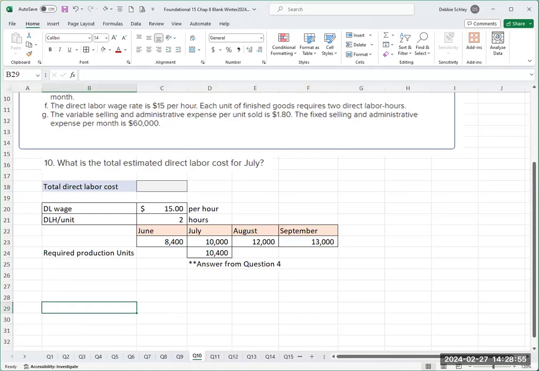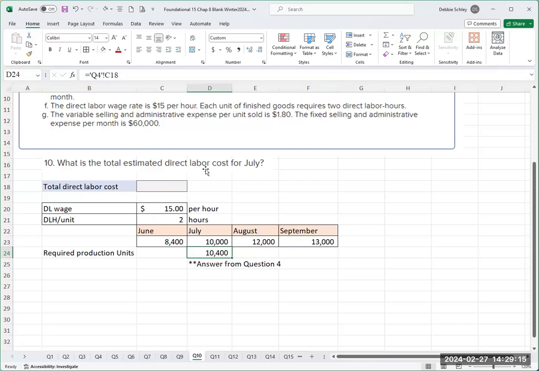Okay, question 10. What is the total estimated direct labor cost for July? So if you remember clear back in question 4, my required production units was 10,400 units.